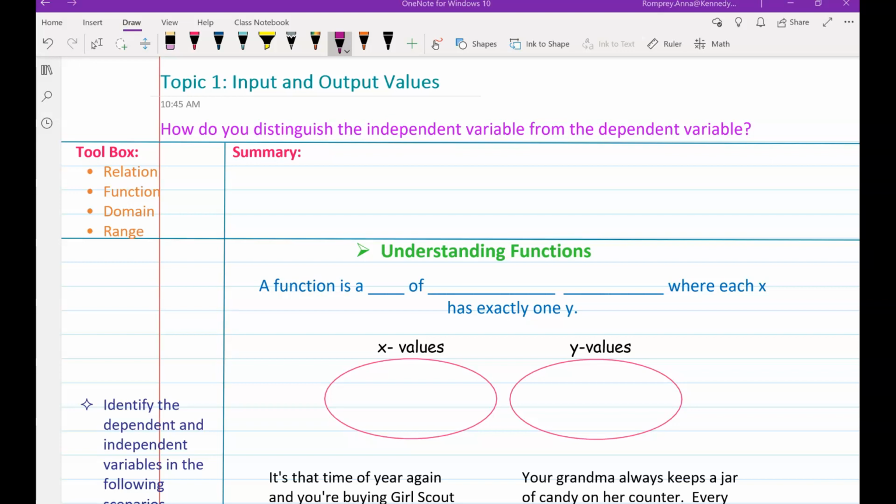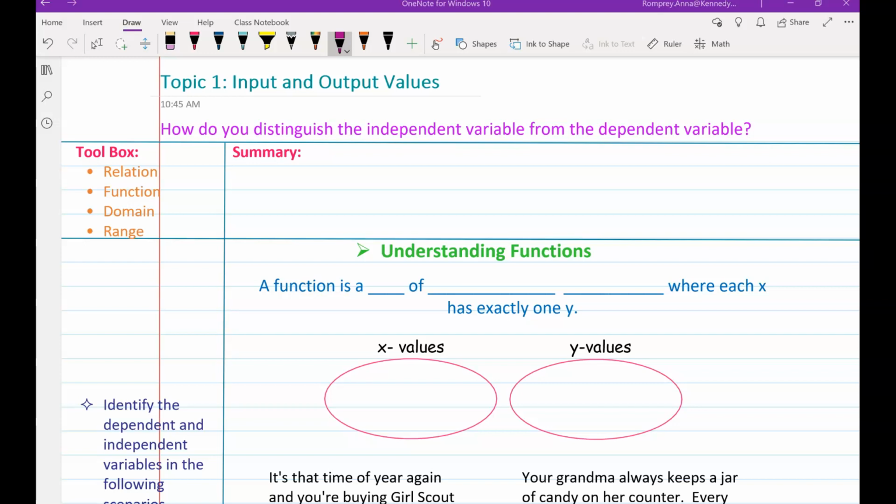Welcome back. Today we're just going to start off light and talk about input and output values. Okay, so in our toolbox, we discussed lightly in the last unit, at the end, the difference between a relation and a function, and we're going to broaden that a little bit by adding in domain and range. Some of these terms will probably look familiar to you guys.